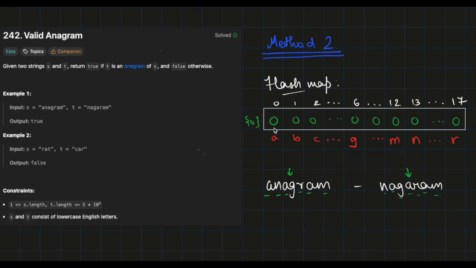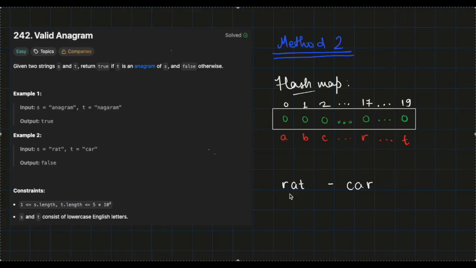So at the end, if the entire array is 0, then we can say that these two strings are a valid anagram. So let's look at example number 2. Here we traverse the first string. For r, we increment this value by 1. Then for a, we increment this value by 1. For t, we increment this value by 1. Now, when we traverse the second string, we decrement this value by 1.